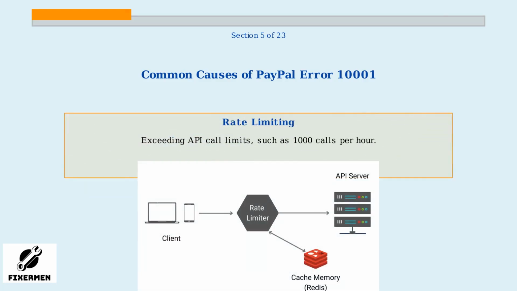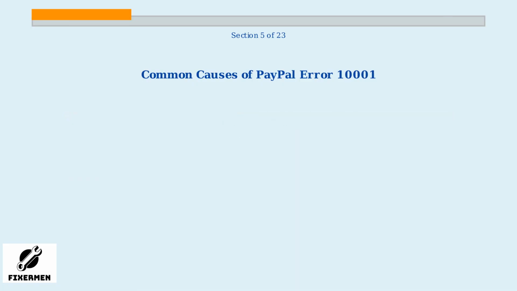PayPal error code 1001 frequently occurs due to authentication failures like incorrect credentials or authorization issues like insufficient permissions. PayPal error code 1001 can be triggered by several common factors. Let's examine the main causes: rate limiting, expired access tokens, misconfigured webhooks, and incorrect API credentials. First, rate limiting occurs when you exceed PayPal's API call limits. For example, the system allows up to 1,000 calls per hour. Going beyond this triggers error 1001 to prevent overload.